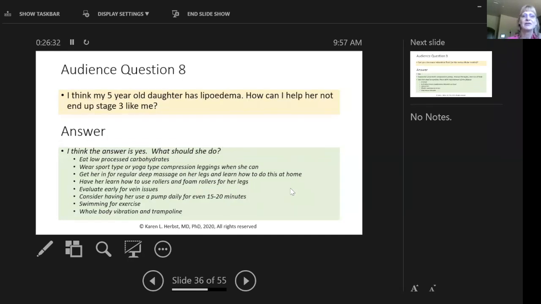Number 8, I think my 5-year-old daughter has lipedema. How can I help her not end up stage 3 like me? I could cry. I mean, this is why we're doing this, right? We want to help ourselves, but we really want to help our daughters, our nieces, the next generation. So I think that there are things that kids can do. For example, trying to help regulate the processed carbohydrates. Processed carbohydrates make fat grow. So I think it's really important to educate kids, even if they continue to eat them, they just hear it and they learn that carbohydrates that are processed are not the best thing for me.